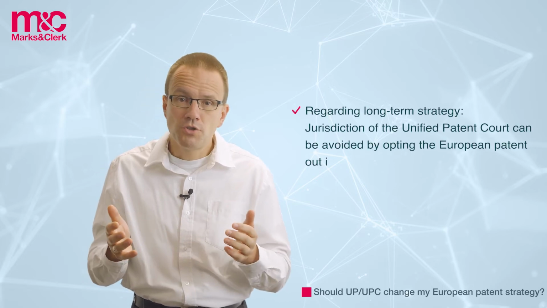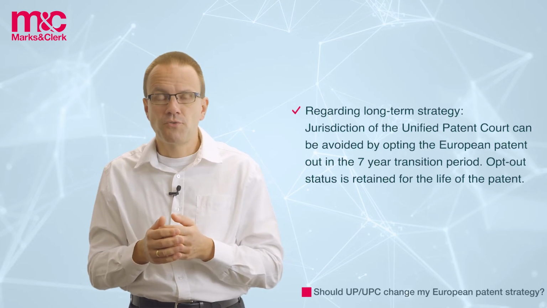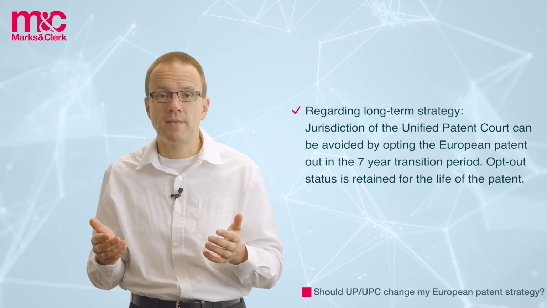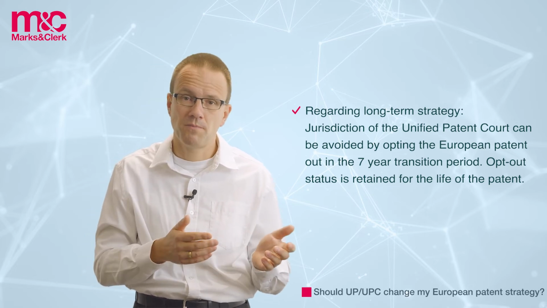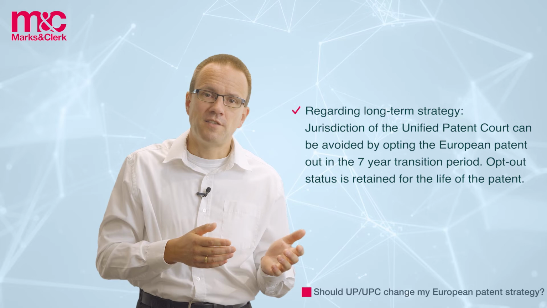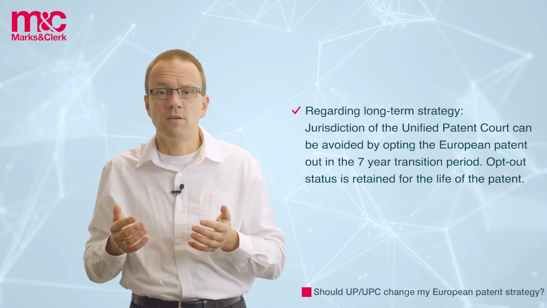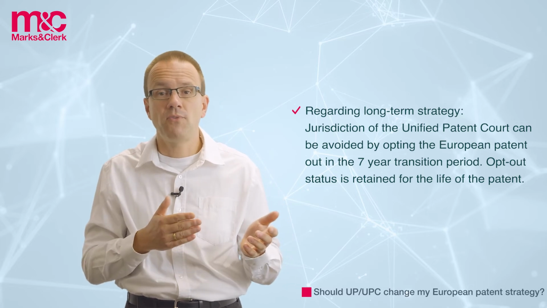With regard to long-term strategy, if the jurisdiction of the Unified Patent Court is to be avoided, then this can be done by opting the European patent out in the 7-year transition period. Opt-out status is retained for the life of the patent, so that an opted-out patent avoids the Unified Patent Court for life, even after the end of the transition period. After that, filing national patent applications is the only way of avoiding the jurisdiction of the Unified Patent Court.